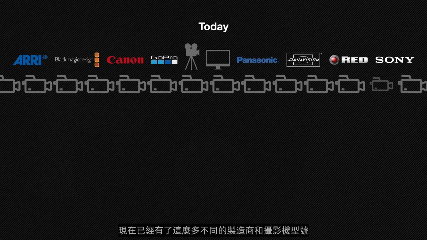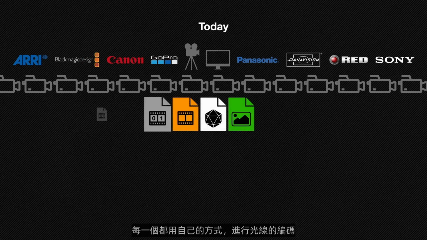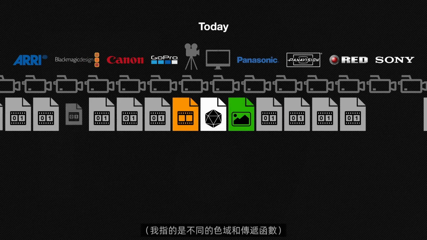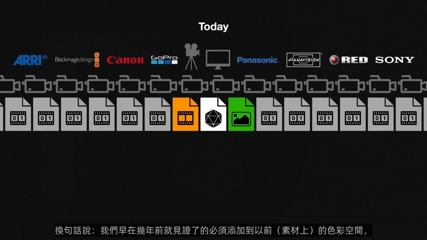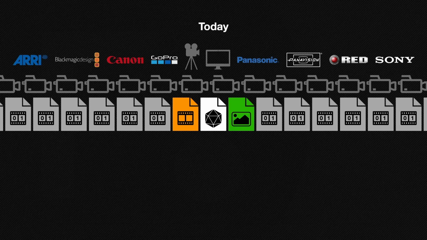There are so many different manufacturers and camera models, each one with their own way to encode light, and I mean different color gamuts and transfer functions. In other words, different color spaces that we have to add to the previous ones we saw earlier from a few years ago. No worries, we are going to demystify all those concepts I just mentioned.